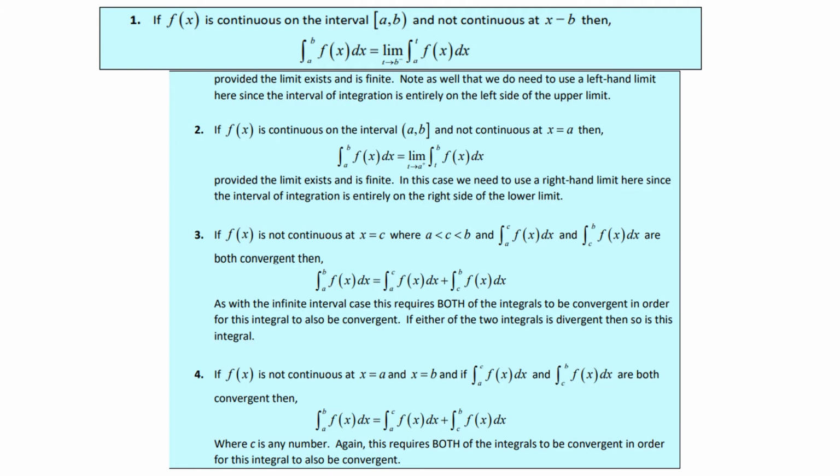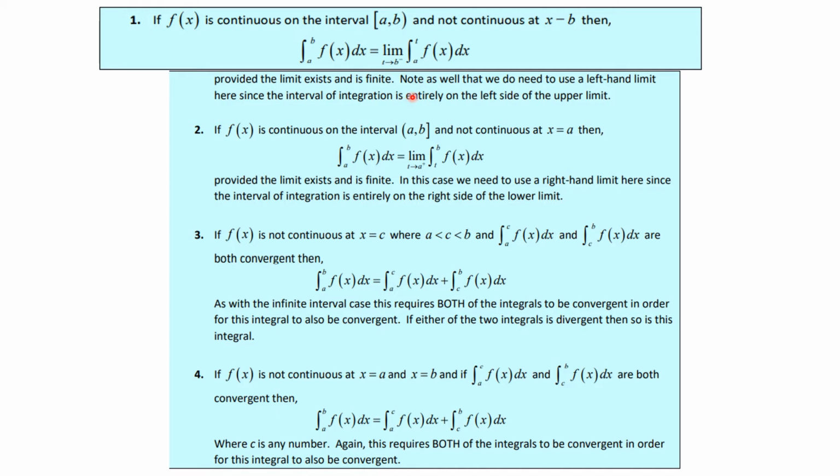So if f of x is continuous on the interval closed a, open b, but not continuous at b, then the definite integral from a to b of f of x dx is equal to the limit as t tends to b from the left of the integral from a to t of f of x dx, provided the limit exists and is finite. And we do need to use a left-handed limit because the interval of integration is entirely on the left of the upper limit.